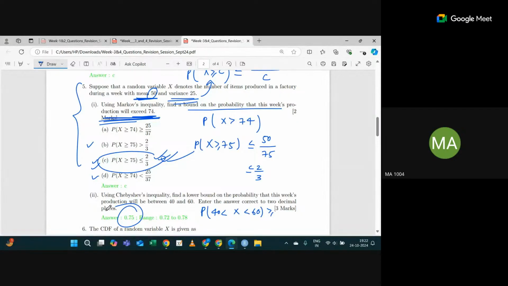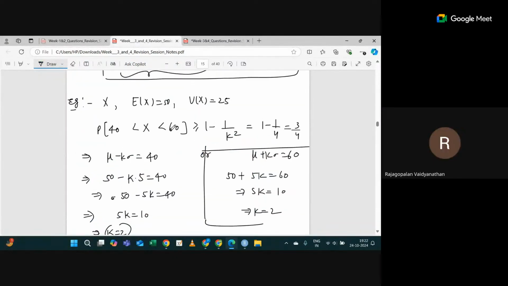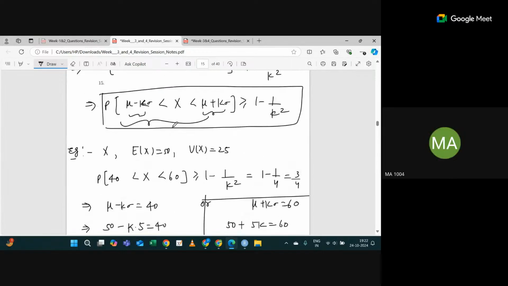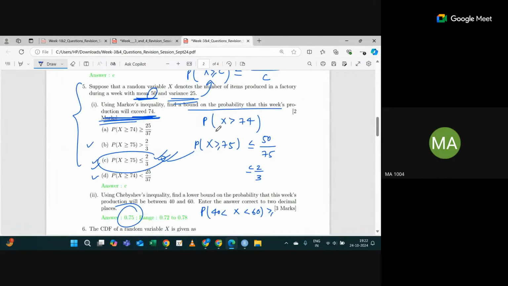Understood? Yes, sir. Clear? Sir, in this case, the formula is not given, sir. Formula, yeah, this is the formula, right? In the question that you were just referring to. Okay, so in the question, the formula will not be given. Formulas will be different. The formula will be in the first question.